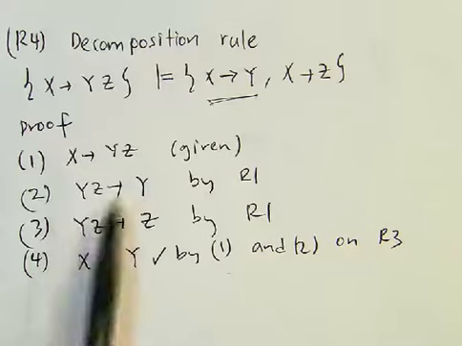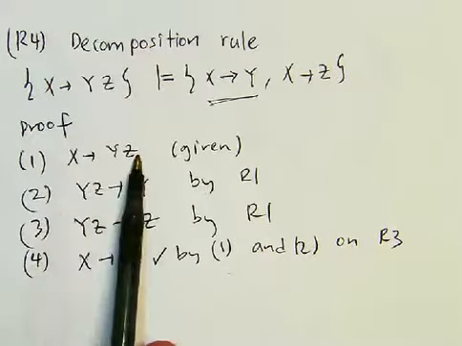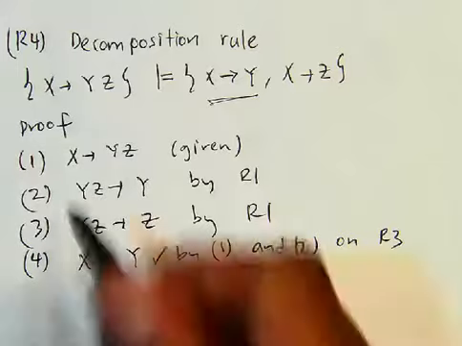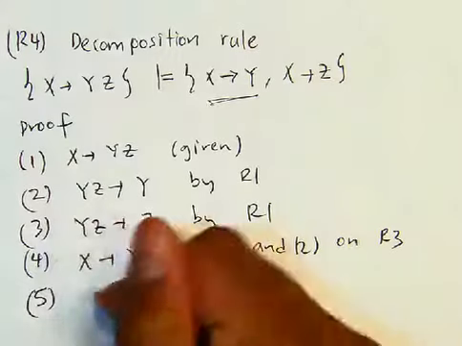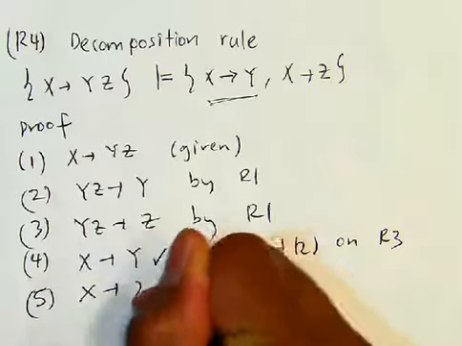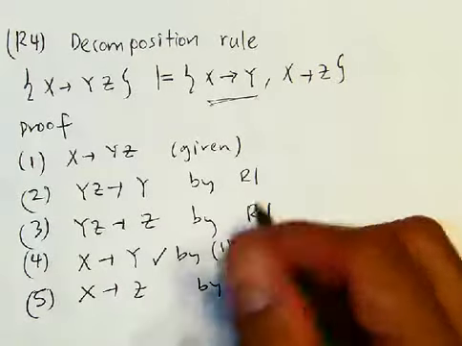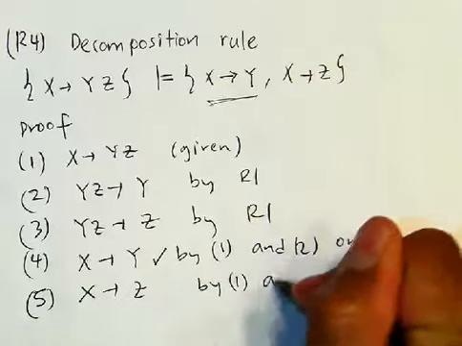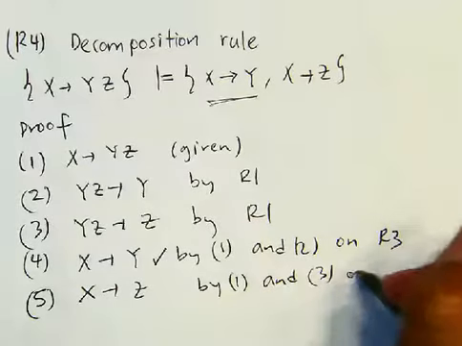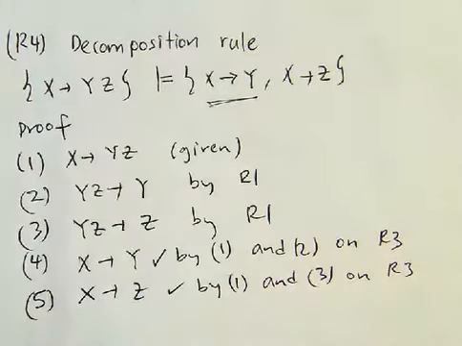Now I can apply the transitivity on 1 and 3 too, because Y implies YZ and YZ implies Z. Then that will be my fifth statement. Then X also implies Z. How? Well, by using 1 and 3. And then this is my other statement. So we're done with R4.